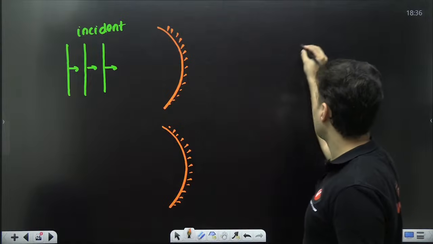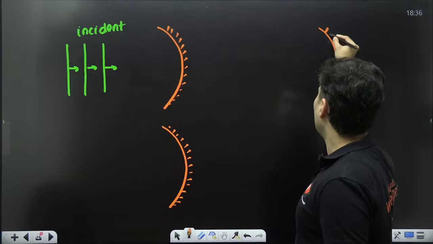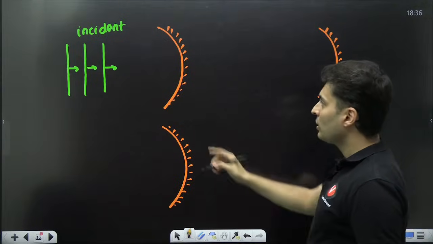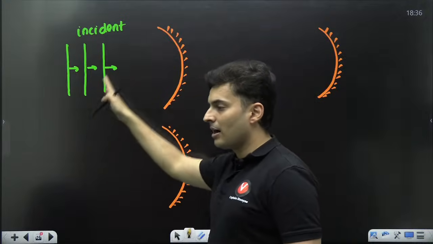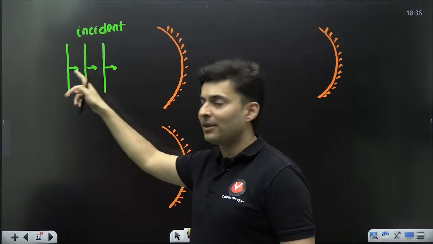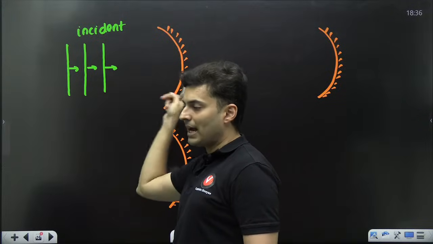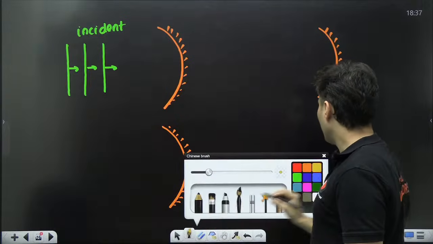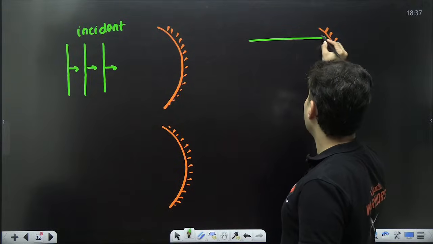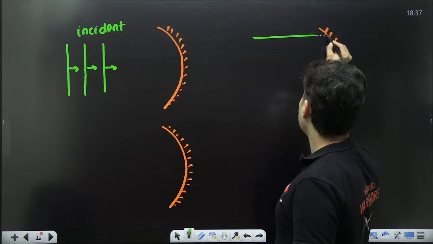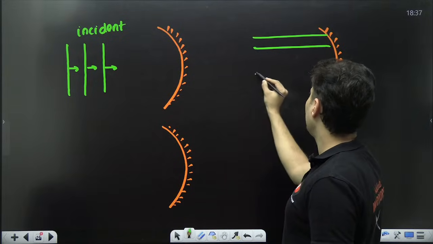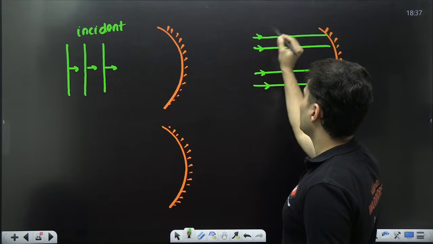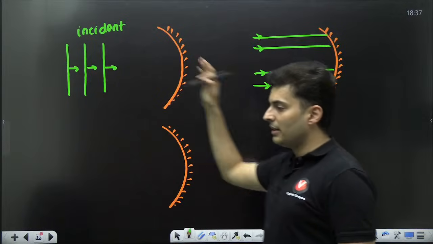So how to do this kind of question is very simple. We know wavefronts are always perpendicular to the rays of light. If the incident wavefronts are parallel to each other, that means the rays of light are also parallel to each other. So I can definitely say the incident rays are something like this. Correct? Because if you draw perpendiculars to them, you get the incident wavefronts.